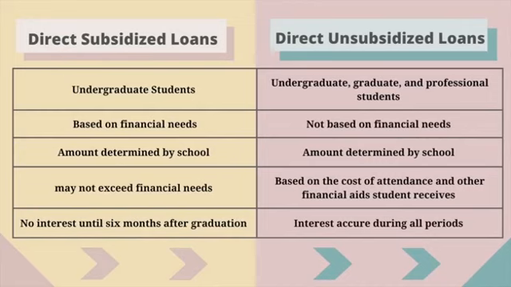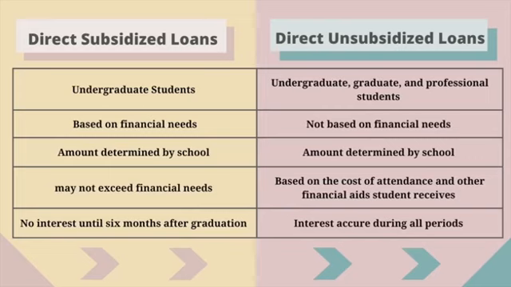Direct subsidized and unsubsidized loans are federal student loans that are offered by the U.S. Department of Education to help eligible students with their cost of higher education at college, university, community college, or trade, career, technical school. So what are some of the key differences between direct subsidized loans and direct unsubsidized loans?